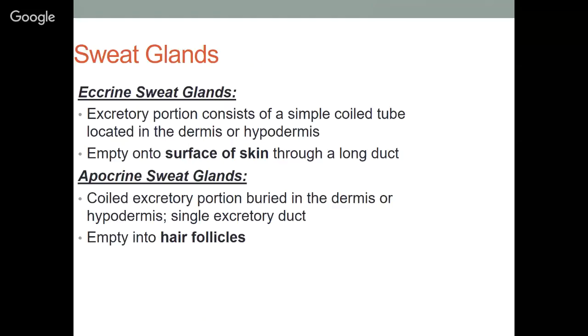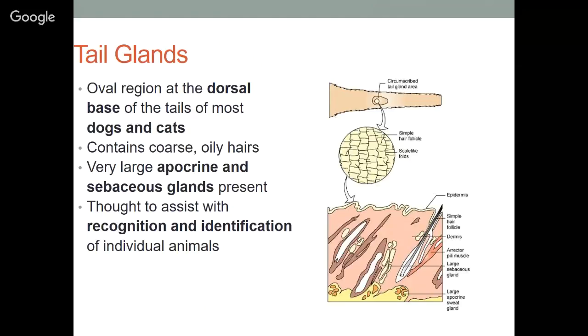A lot of animals also have tail glands. It's a kind of oval region at the dorsal base of the tail, so on top of the tail, near the rump, not too far from the rump, in dogs and cats. It has coarse, oily hairs and very large apocrine and sebaceous glands. Now, they're so large that you can actually see the openings. They almost look like blackheads.